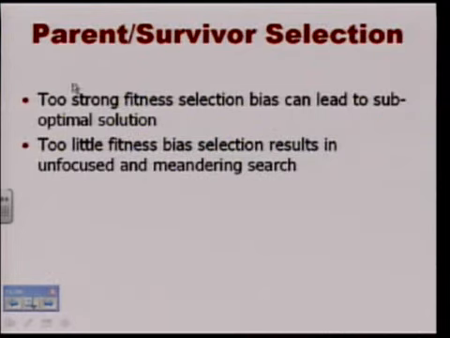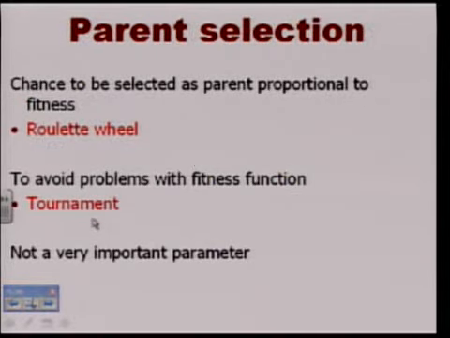And sometimes you also have some problem with how you determine the survival of an individual solution. If it's too strong, you have the fitness selection bias, and that can easily lead to a suboptimal solution. And if the impact is too little, then this is close to a purely random search. You don't have any way to keep good solutions close to you. Because of that, in general, we don't want a deterministic mechanism. We want to use chance to select the parents proportional to their fitness.